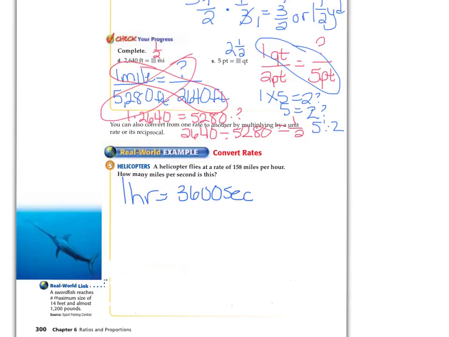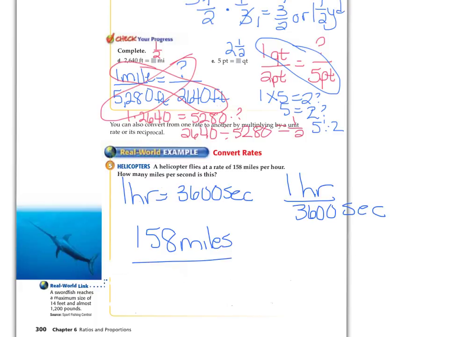The way I figured that out is there are 60 minutes in an hour, 60 seconds in a minute, so 60 times 60 is 3,600. So we know that our unit ratio is 1 hour is 3,600 seconds. Now what we would do is multiply 158 miles over 1 hour, because he flies that many miles in an hour. How much is that going to equal if we times it by 1 hour over 3,600 seconds?